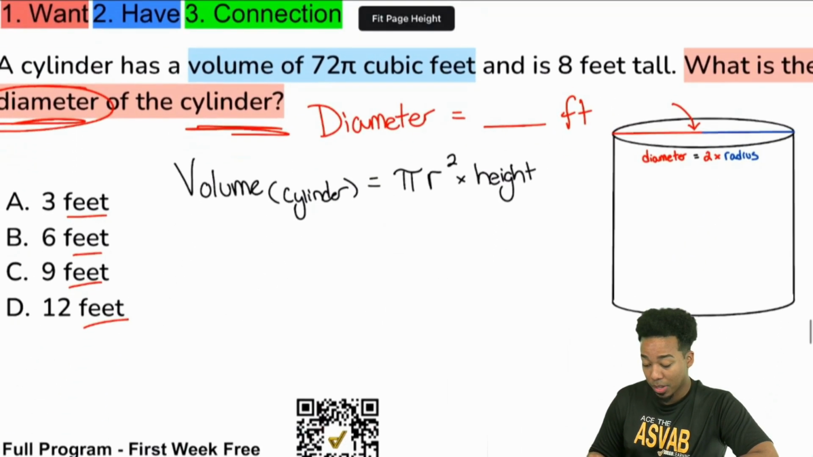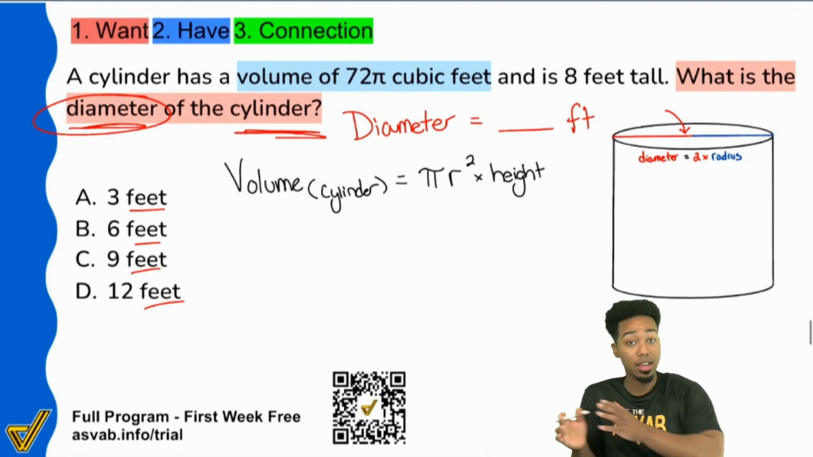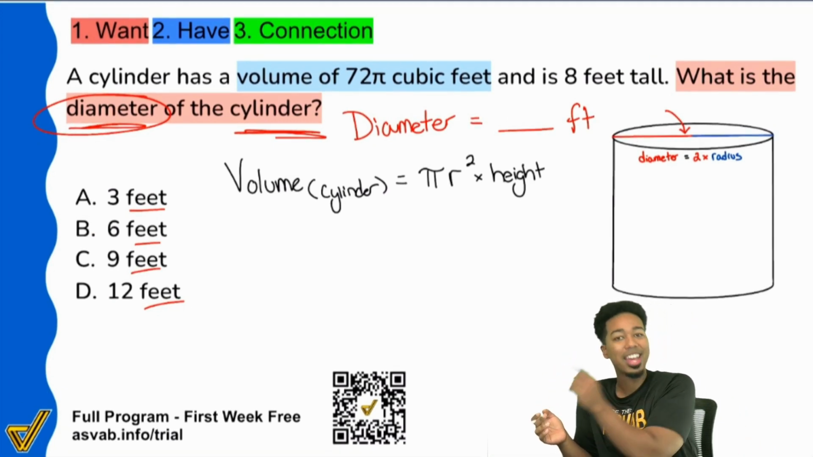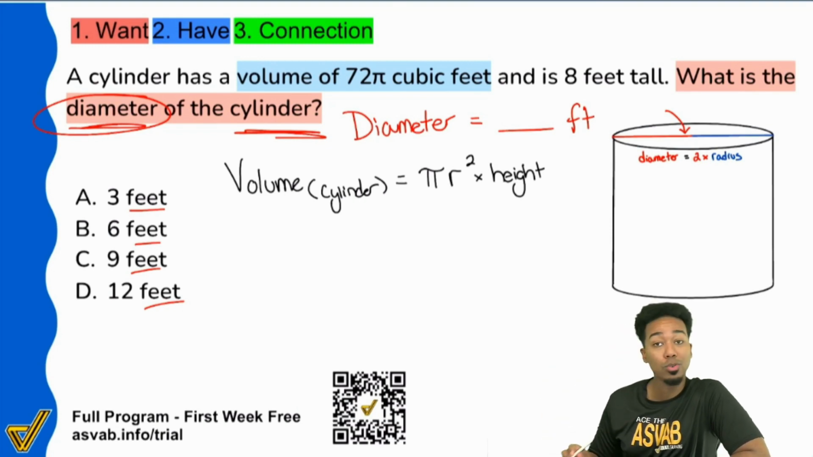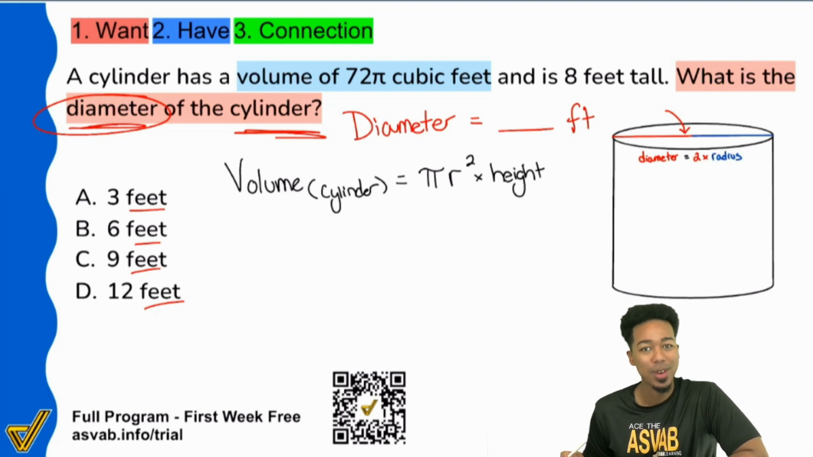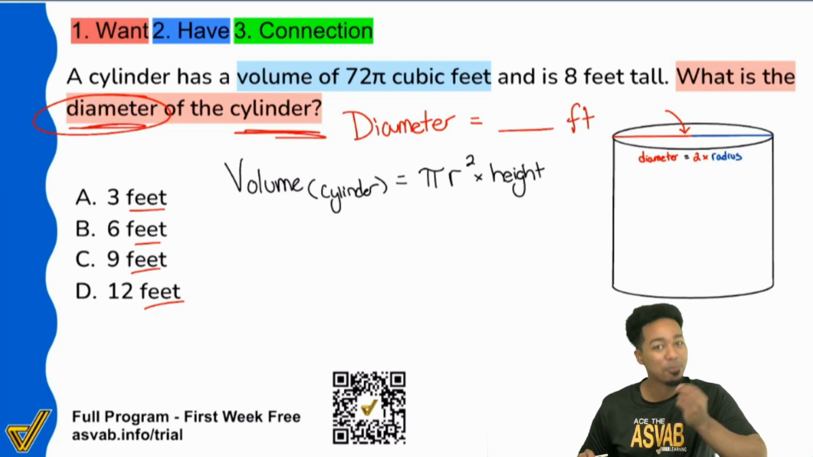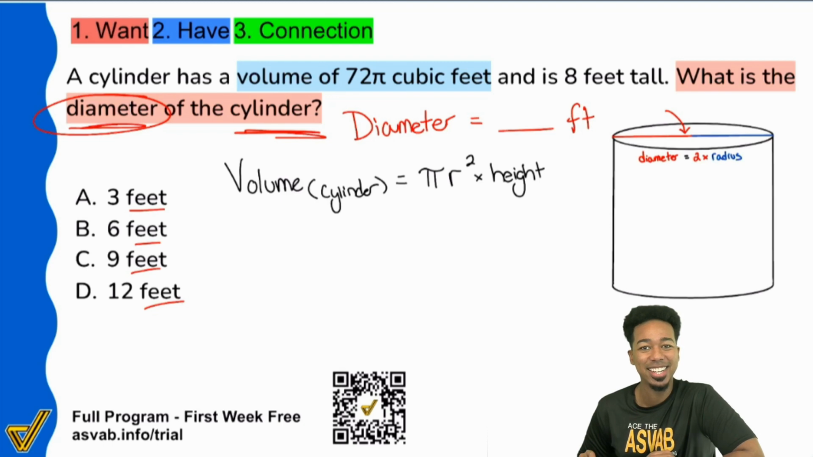So that mental note that I'm leaving for myself is, hey, I'm going to find the radius from this formula, and then I'm just going to multiply it by 2 to get the diameter. If you notice how some of these answer choices are half of the other, it's because they're trying to trick you to stay with the radius and think that that's the answer. So pay attention here. I'm going to show you exactly how to get this done.